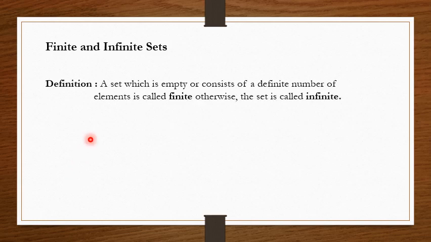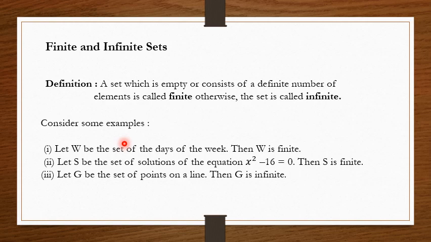Finite and infinite sets. A set which is empty or consists of a definite number of elements is called finite. Otherwise, that set is called an infinite set. That is, a finite set contains a finite number of elements and an infinite set contains an infinite number of elements. So, these are some examples.